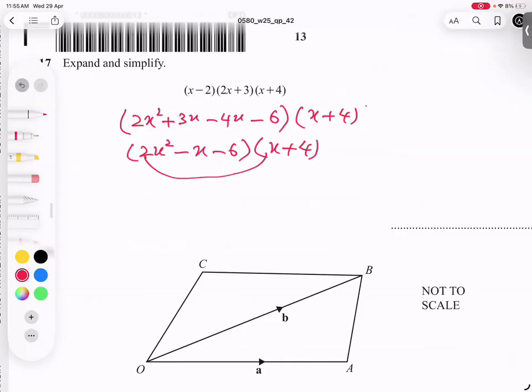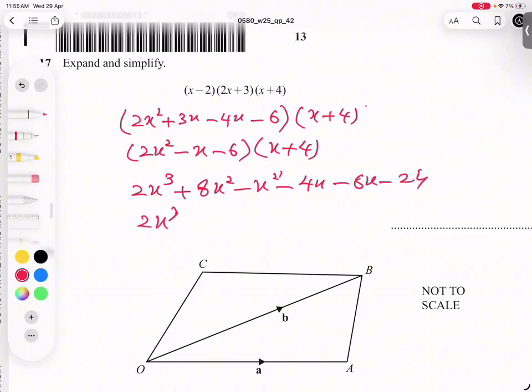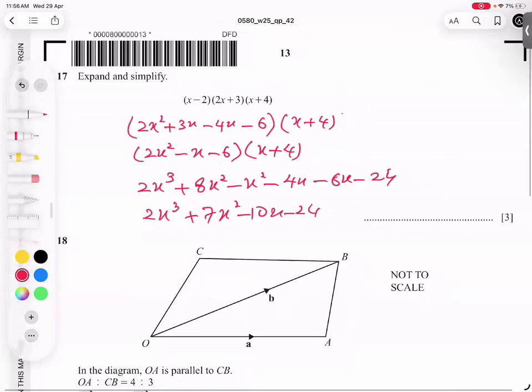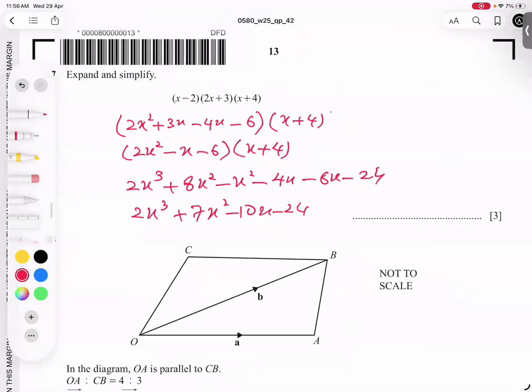Now this multiplies, students, I'm getting 2x to power 3. And here I'm getting plus 8x to power 2. And here I'm getting negative x squared, negative 4x. And now 6 multiplying both values. The final form is this. These two values will give us plus 7x to power 2 and negative 10x, and negative 24. I hope so. Question number 17 is also over.